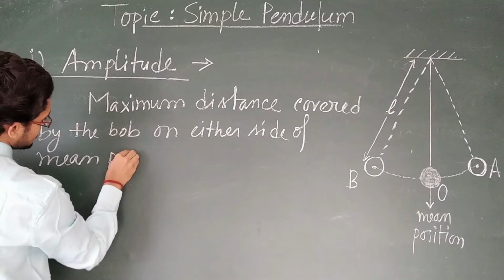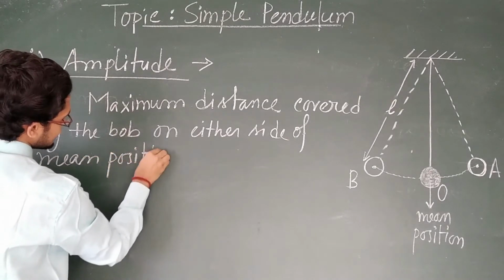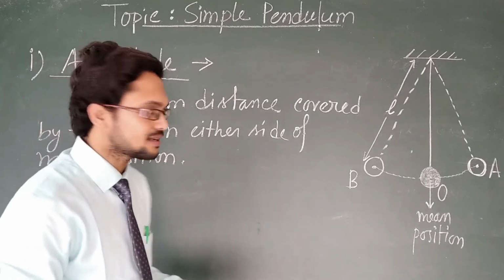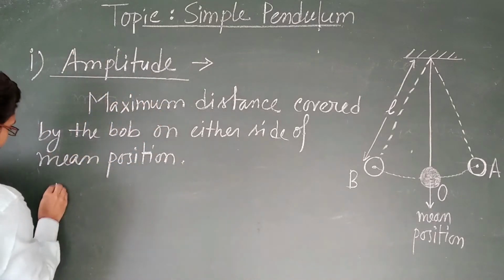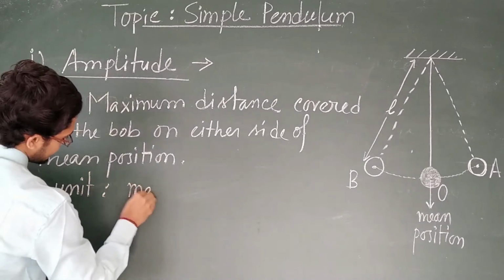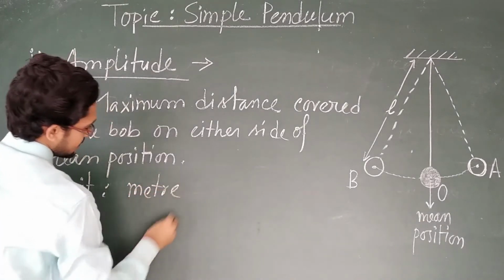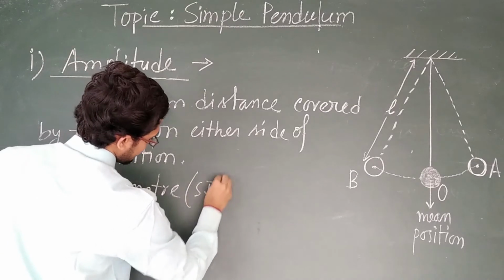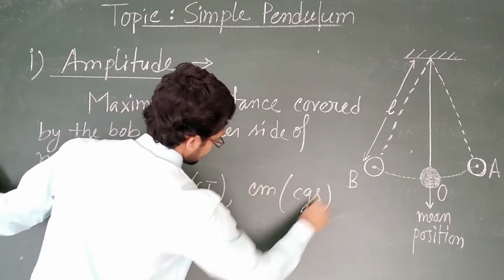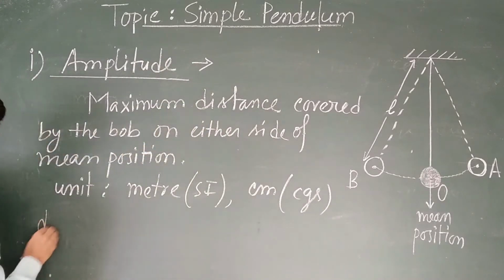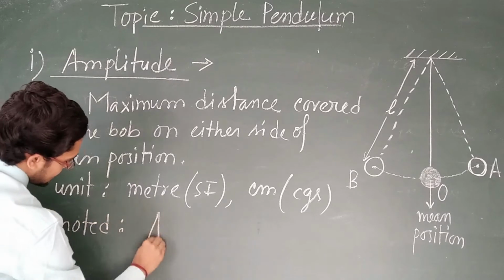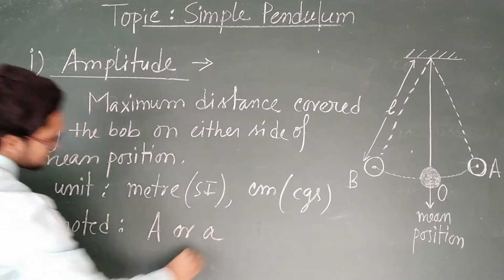So it is basically a distance, and distance is measured in meter or centimeter. So the unit will be meter in the SI system and centimeter in the CGS system. It is denoted by capital A or small a.